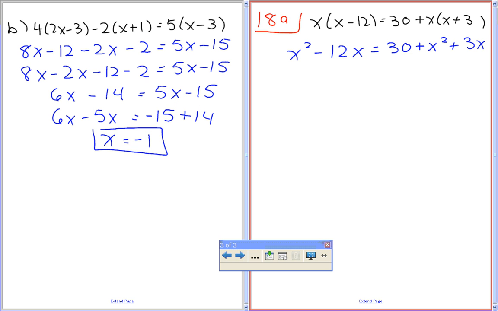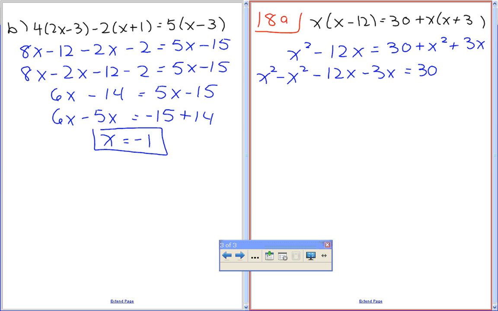If I have a positive x squared on the right, what does it turn to on the left? Negative x squared. So we're just going to say x squared minus x squared. Very good. That's something a little new, but the same rules apply. I have a negative 12x. I have a positive 3x on the right. What does that turn to on the left? Good. Negative 3x, which equals 30.